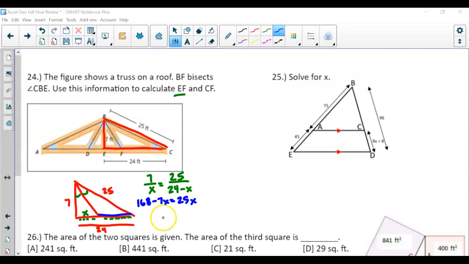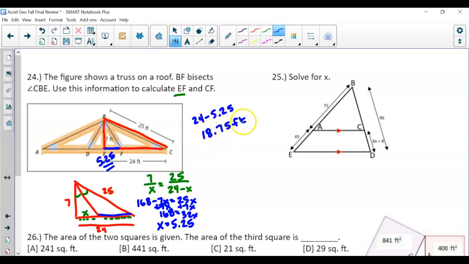When you solve, you should get that x is equal to 5 1/4, 5.25. Because again, add the 7x, right? You get 168 is equal to 32x. So this piece, EF, is 5.25 feet, which means how do we find CF? 24 minus the 5.25. That's how you get 18.75 feet for CF.